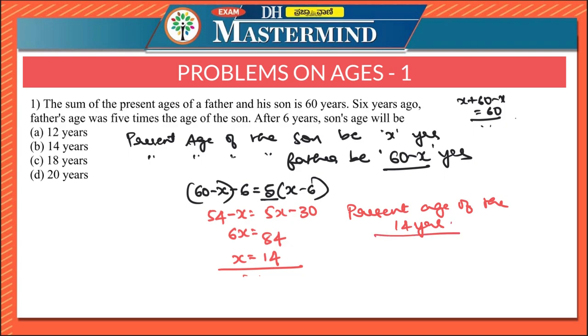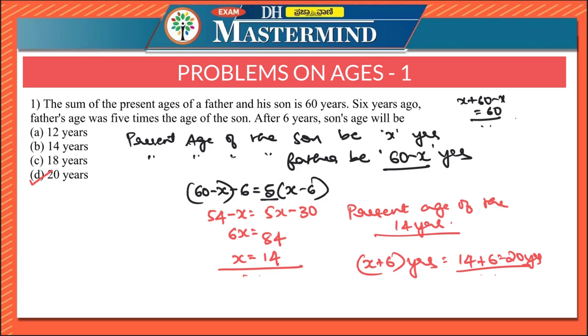Now there is the option 14 years. Please don't mark it. Please carefully understand the question. After 6 years, son's age will be. So they're asking what is the age of the son after 6 years from now. So what we have to find is x plus 6 years. So x plus 6 years is 14 plus 6 equals 20 years.